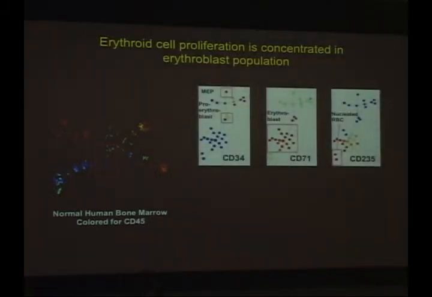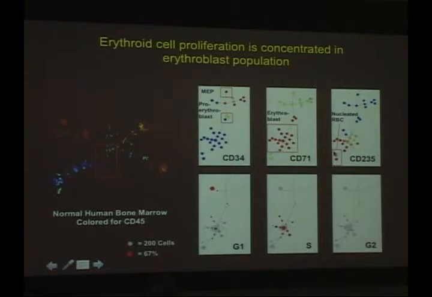Looking at the erythroid population, we can do the same thing. Again, you get your MEPs and pro-erythroblasts that have 34. Then you have erythroblast populations that have high CD71 but don't have 34, and have intermediate CD235, and then you have populations here that are high in 235 that are becoming low in CD71. They're your more mature nucleated red blood cells.